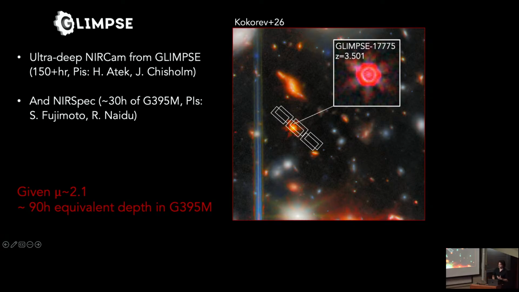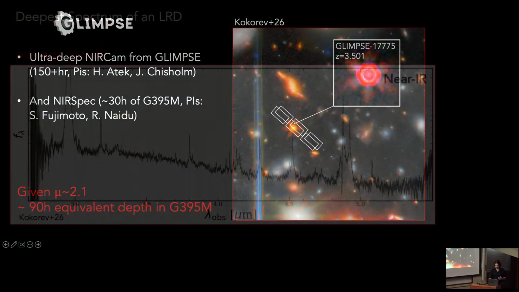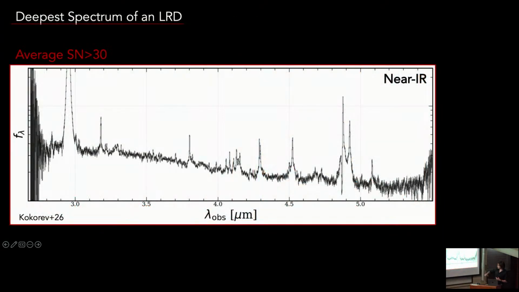So how does a 90-hour spectrum of an LID look? Well, it looks like this, right? Just to anchor your eye, the brightest line on the left is H alpha, and the rest of it is in the near infrared. The average signal to noise is about 30, making it the deepest LID spectrum observed so far. That also means that every single little bump and wiggle, every single feature, is real.